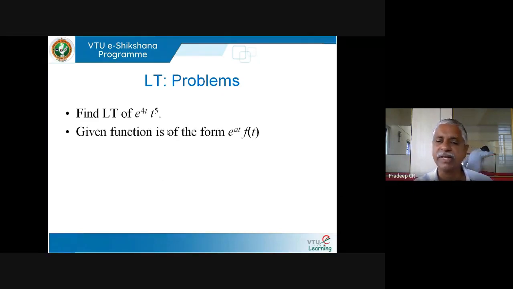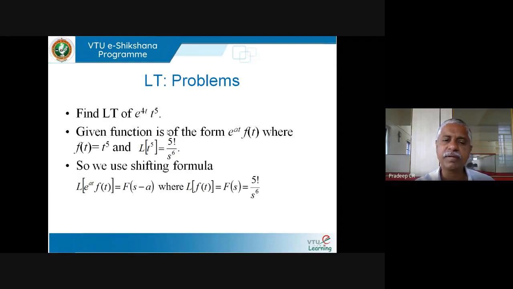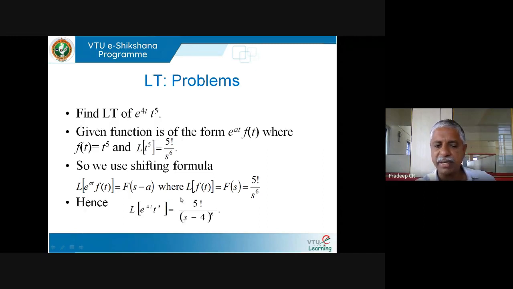The given function is of the form e power at f(t), where f(t) is t power 5. And I also know Laplace of t power 5 is 5 factorial by s power 6. So now use the shifting formula. What does it say? Laplace of e power at f(t) is capital F of s minus a. F of s is 5 factorial by s power 6. So in this, I replace s by s minus a. What is a? 4 here. So I replace it by s minus 4. So Laplace of e power 4t t power 5 is 5 factorial by (s minus 4) whole power 6. I hope it's clear.